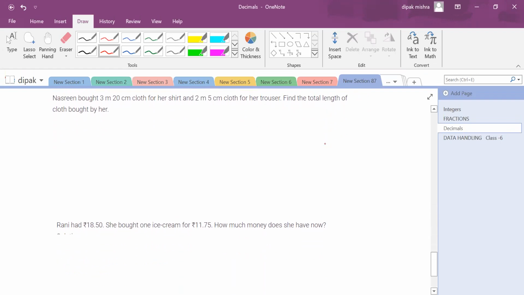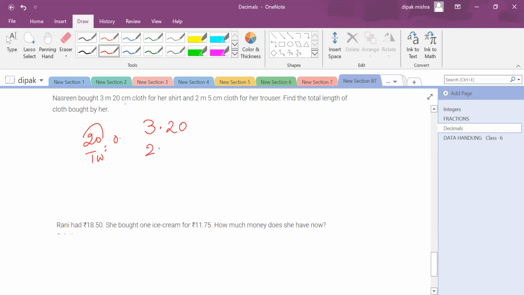Nasreen bought 3 meter 20 centimeter for a shirt and 2 meter 5 centimeter for a trouser. Find the total length of cloth bought by her. So 1 meter is 100 centimeter. Calculating by decimals, 3 meter and 20 centimeter, 20 over 100, shifts 2 places to the left. So it will be 3.20.